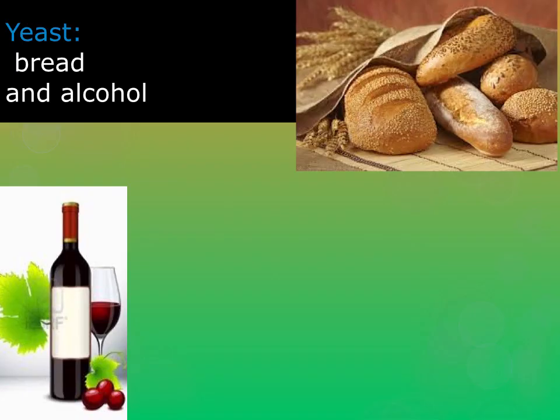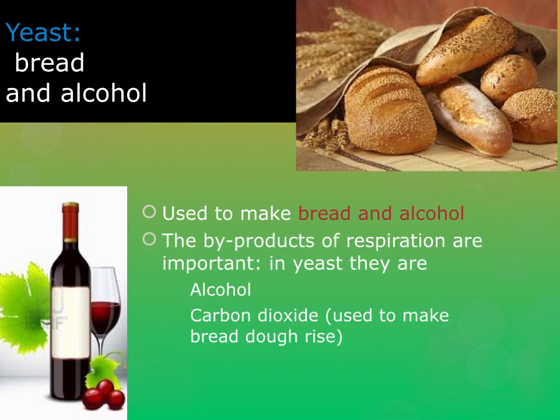So, yeast can be used to make bread and alcohol. How does it do this? Well, the byproducts of respiration are important. In yeast, they are alcohol and carbon dioxide. So obviously, when yeast respires anaerobically, it produces alcohol, which we use to make wine. And then if you want to make bread, the carbon dioxide is what makes the bread rise, and the alcohol will evaporate off the bread in the oven.